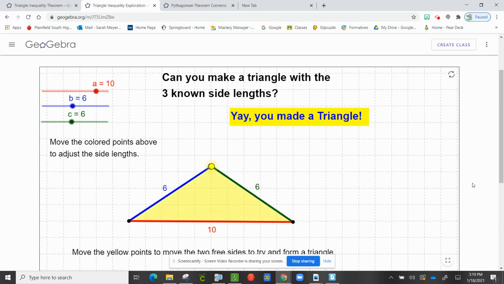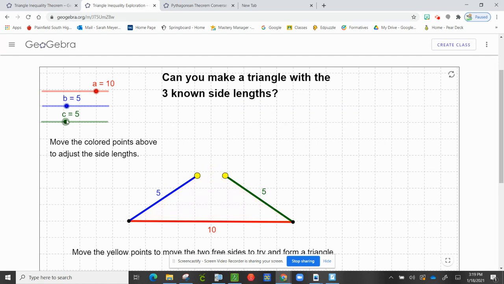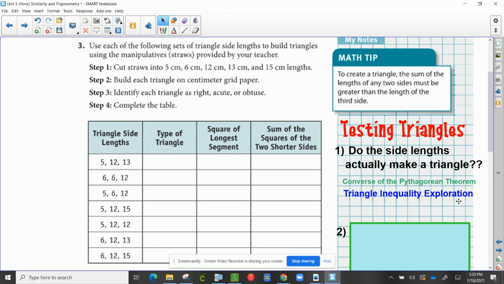Takes some messing around, but there we go. I made it. Okay. So what we have to say is our two shorter lengths, if we add those together, it has to be bigger. And we even showed that it can't be equal to. If I make these 5 and 5 and 10, it can't be equal to. They have to be bigger than in order to form an actual triangle. So that's one thing we have to check first. So let me write that down for you.